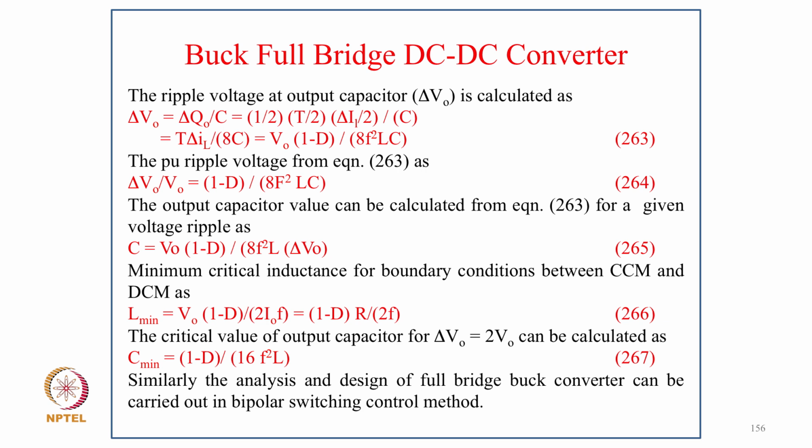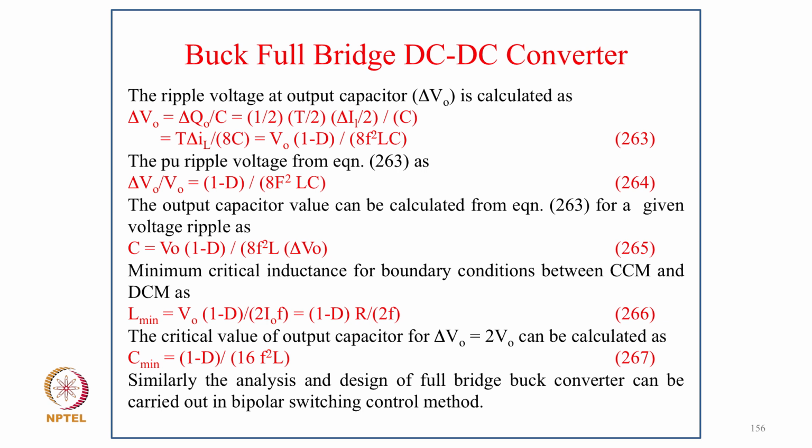Now the ripple voltage across the capacitor can be calculated as delta V0 equal to delta Q0 divided by C, that is T by 2 into delta IL by 2 divided by C, so that comes to T delta IL upon 8C, or equal to VO (1 minus D) divided by 8 F square LC. So the per unit ripple voltage is delta V upon V0, that is (1 minus D) upon 8 F square LC. The output capacitor value can be calculated for a given voltage ripple as C equal to VO (1 minus D) divided by 8 F square L into delta V.